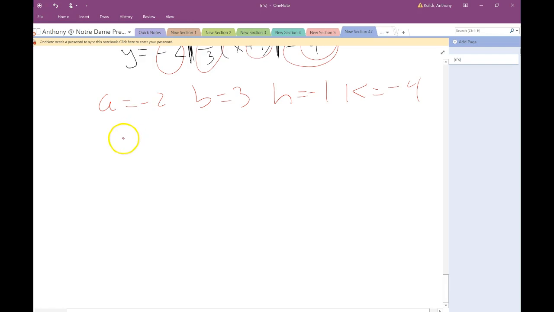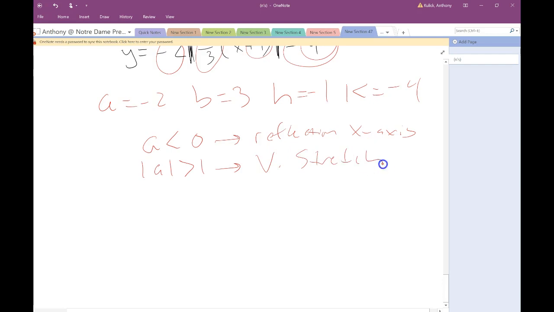Okay, now I'm going to look at these values and use that list of descriptors that I memorized to write or describe the transformations. So for the a value, I need to look at two things, whether it's positive or negative. Since it's negative, what does this do? Yep, it's a reflection in the x-axis. And then I need to look at the magnitude of a. Since that magnitude is bigger than 1, we also have a vertical stretch. Then I'm going to look at the b value.